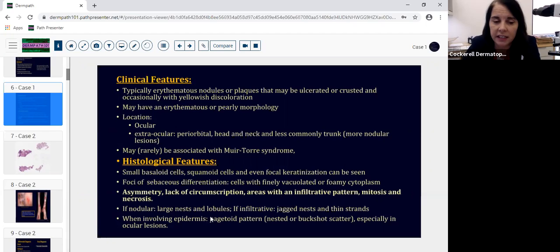Our tumor did have asymmetry. There was a lack of circumscription in that it was multiple nodules. And there wasn't a great infiltrative pattern, but that still doesn't mean our lesion wasn't malignant because of the high mitotic count. When you're counting mitoses, go to the most mitotically active areas. And also necrosis en masse is very characteristic of malignancy. So that was a big help there.